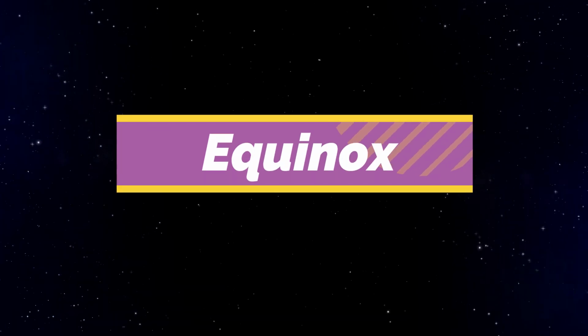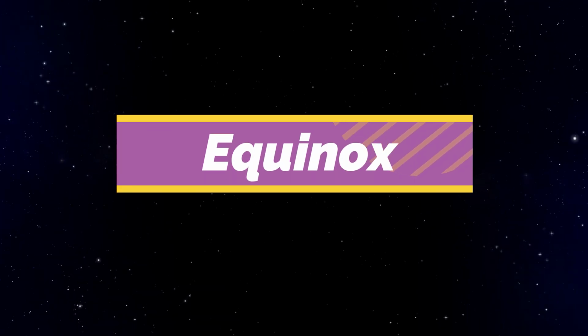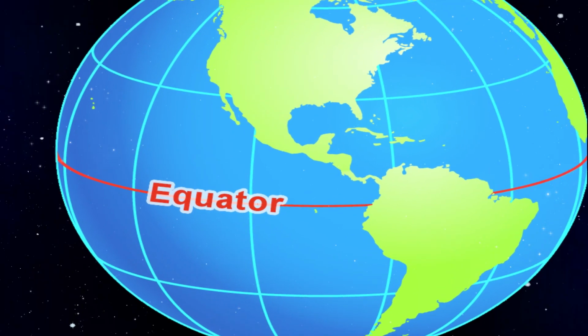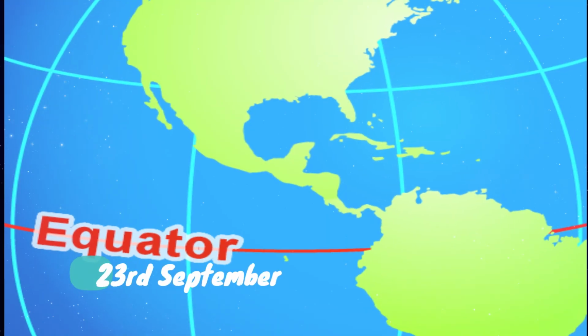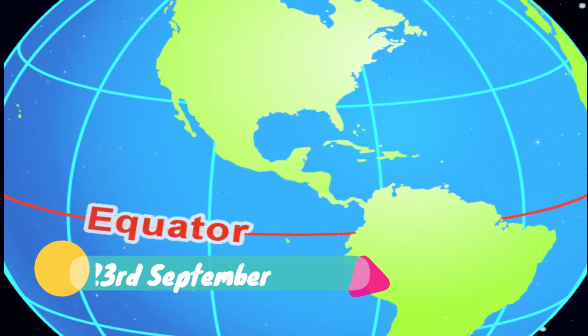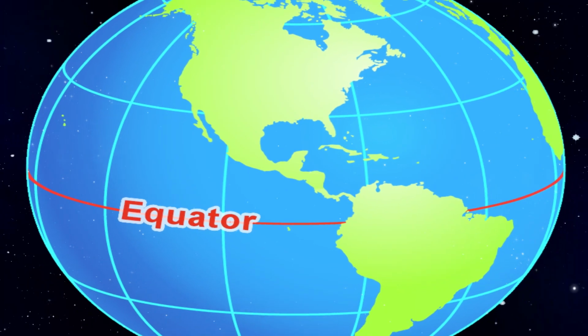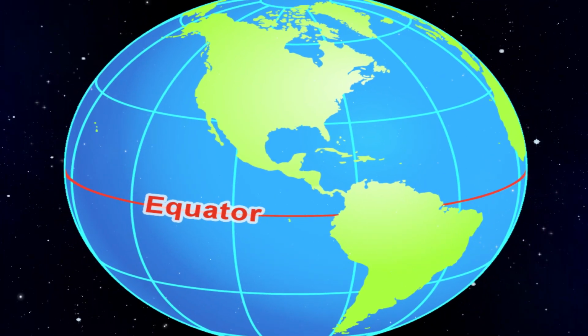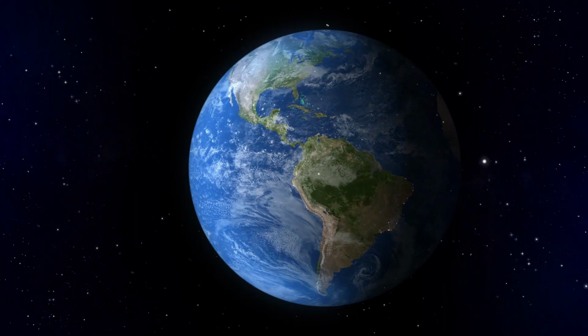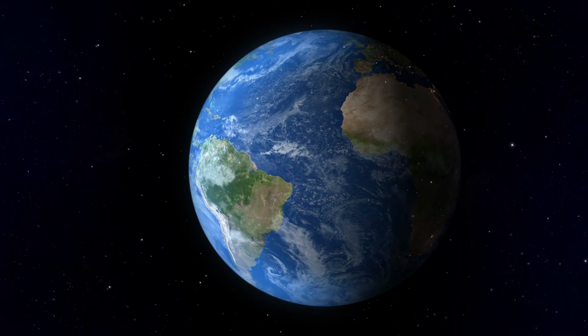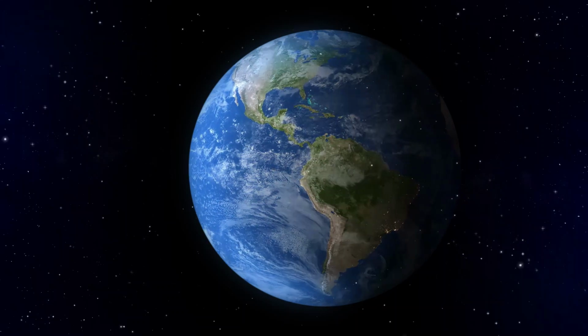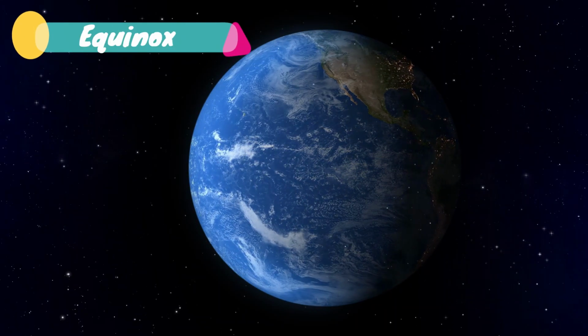Equinox? What is an equinox? Direct rays of the Sun fall on the equator on 21st March and 23rd September. Neither of the poles is tilted towards the Sun at this position. The whole Earth experiences equal days and equal nights. This is called an equinox.